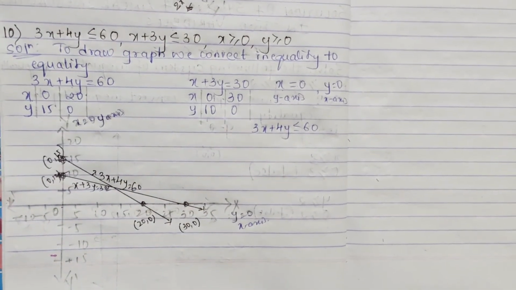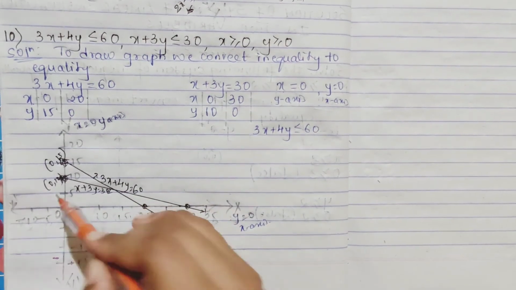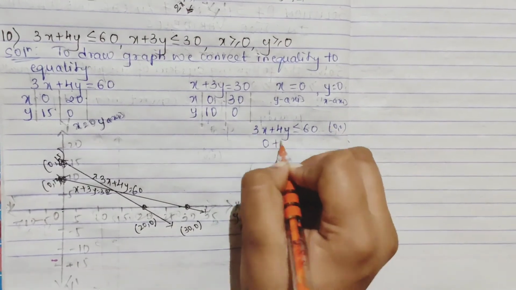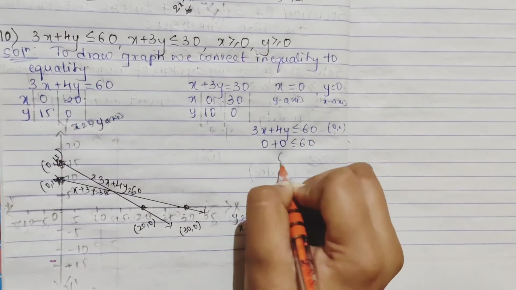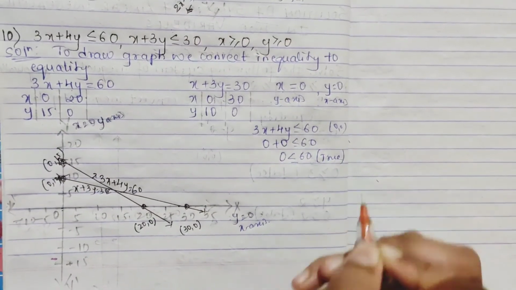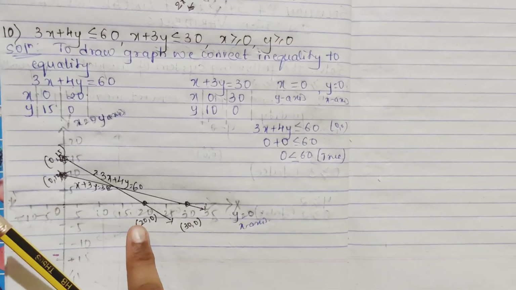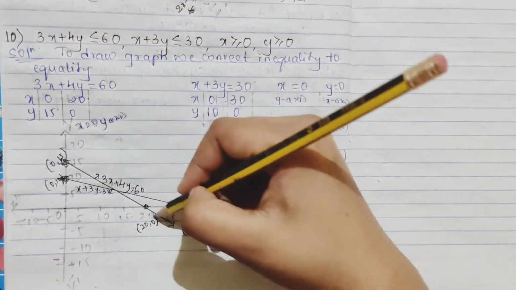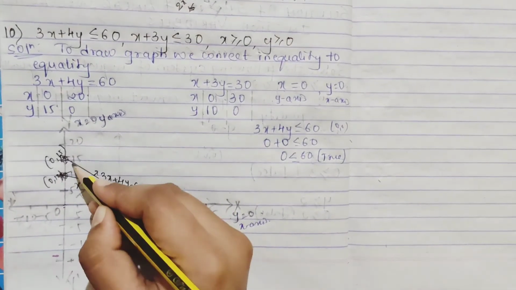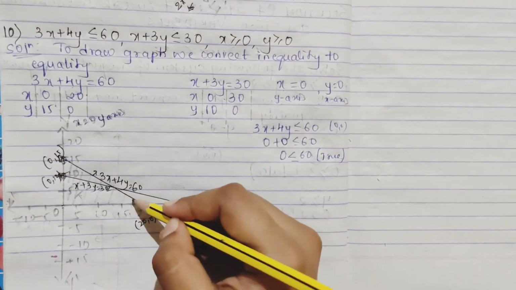So 3x plus 4y is this line, and obviously it is not passing through 0, 0, so we can conveniently take 0, 0 to check our inequality. 0 plus 0 less than or equal to 60. So 0 is less than 60. Yes, this is true. Now, which is the line? See properly, okay? This is the line. 0, 0 lies here, in this section. So it is true, which means your feasible region will be on this side for your line.